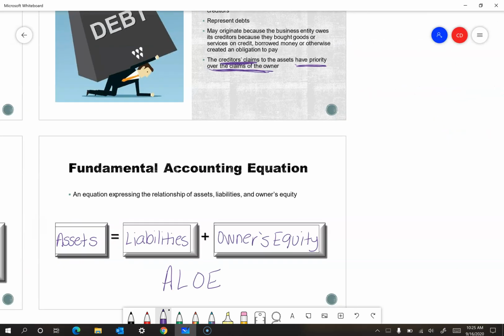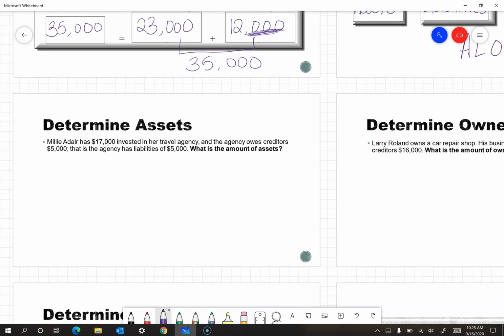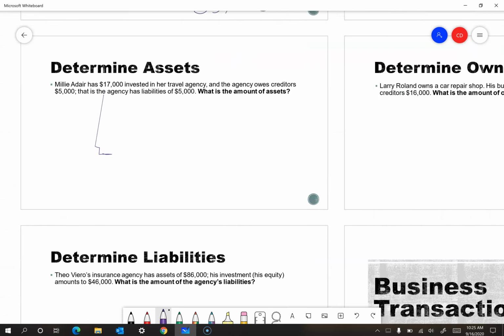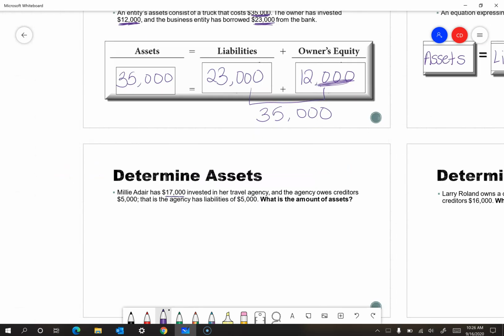Again, I'm new with this technology. It's really neat, but I'm trying to figure it out. All right. So, using the accounting equation, let's figure out some stuff. All right? So, Millie Adair has $17,000 invested in her travel agency. The agency owes its creditors $5,000. That is, the agency has liabilities of $5,000. That's what it means. When you owe your creditor, that means it's a liability. So what is the amount of her assets?